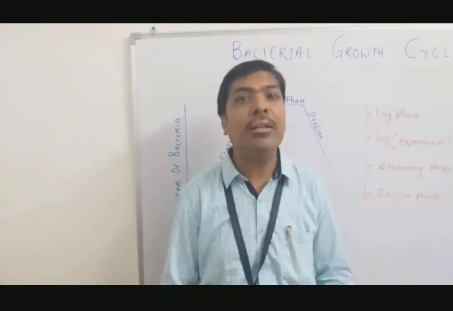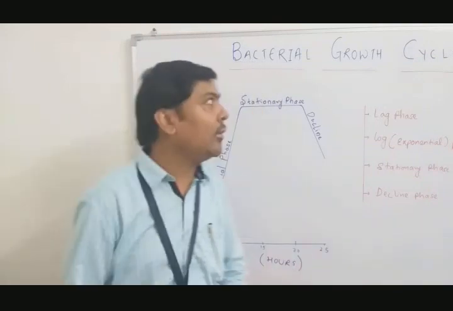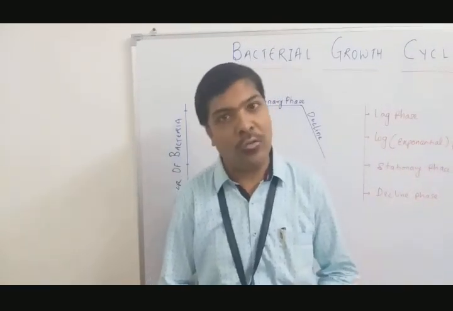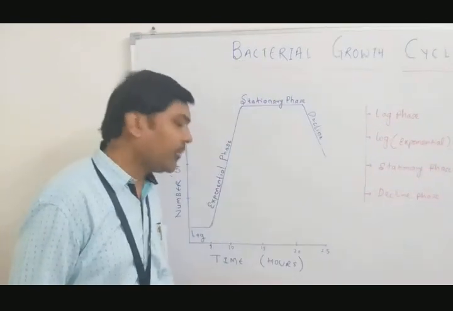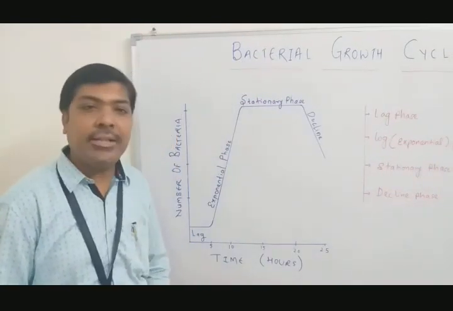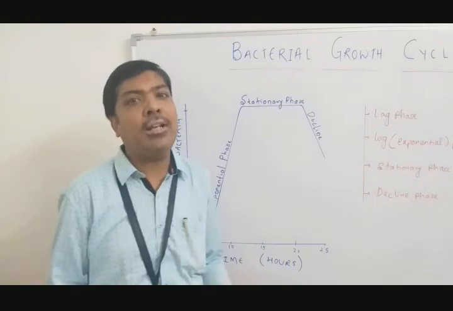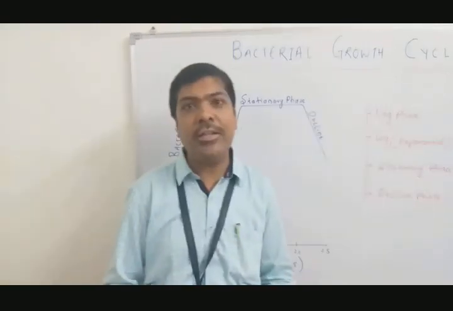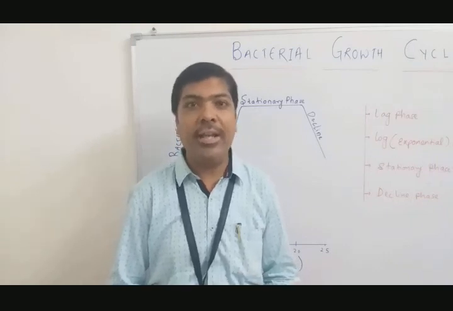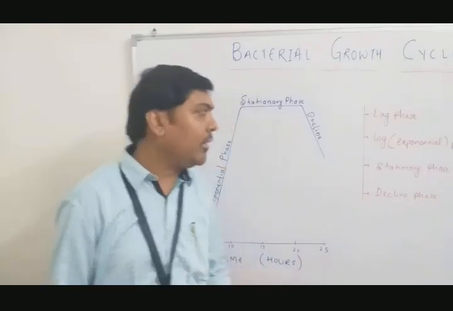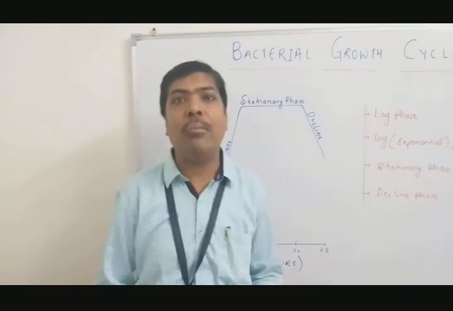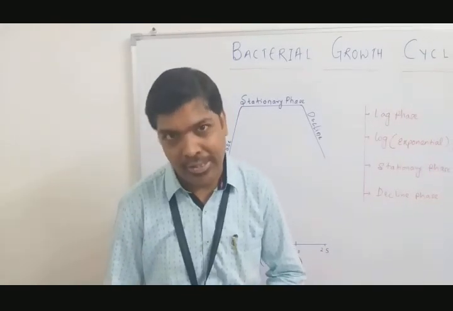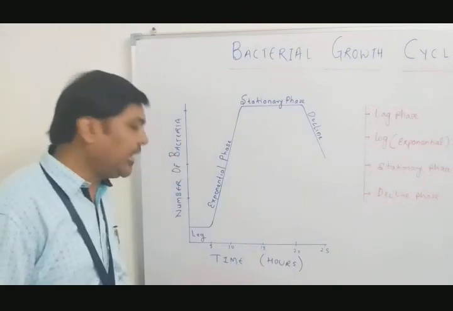Again, I am repeating the different phases. The bacterial growth curve or growth cycle is divided into four phases. Number one is the lag phase. Number two is the exponential growth phase, also called the log phase. The third phase is the stationary phase, and number four is the decline phase. One by one we will study what actually happens to a bacteria when it crosses these phases of the growth cycle. The first phase is the lag phase.